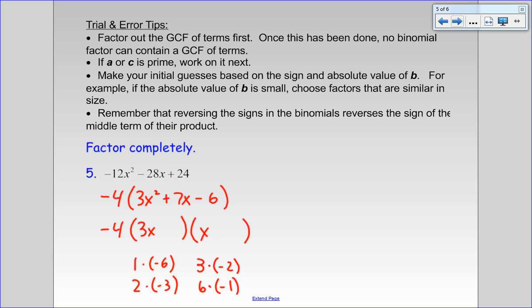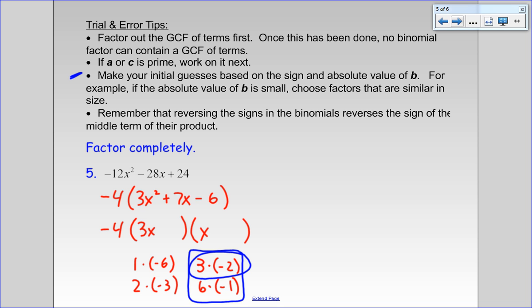Looking at the fact that our middle term is positive 7, means we probably want to consider factorizations where the larger absolute value is the positive number. For example, 3 and negative 2, or 6 and negative 1. However, 7 is not a particularly large number. The absolute value is relatively small, so with that in mind, choosing factors that are a little closer together, like 3 and negative 2, seems preferable to something like 6 and negative 1. So we're, again, using the value of b and the sign of b to really help us make a good, reasonable first guess. It's that third tip in the trial and error tips.